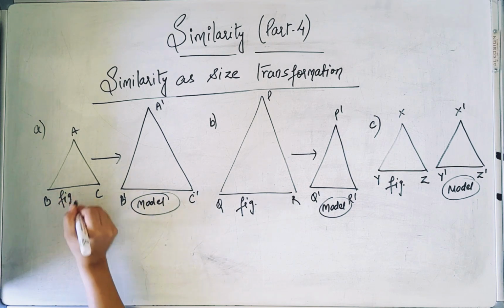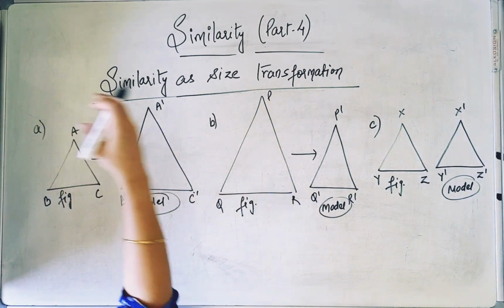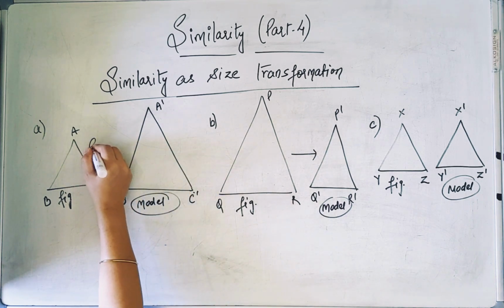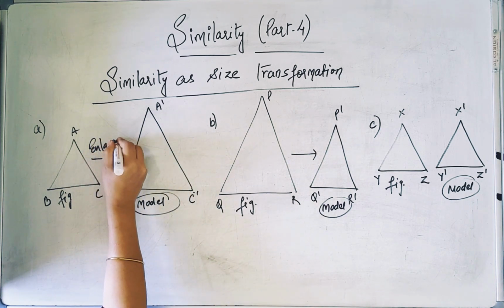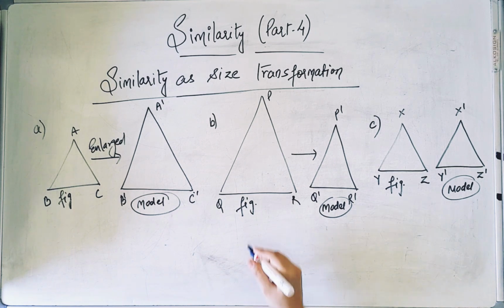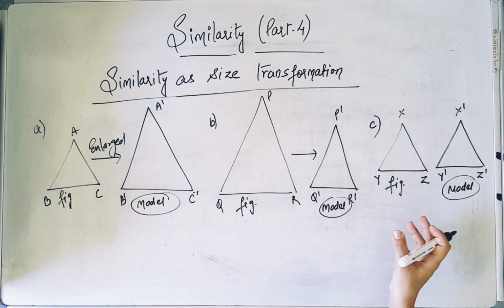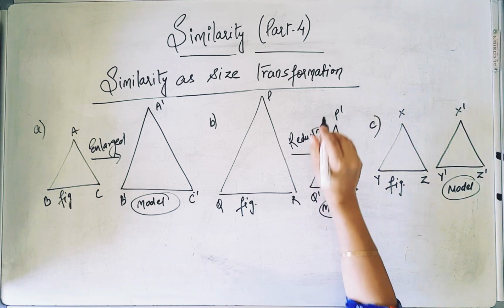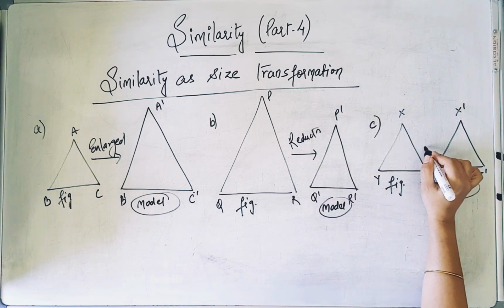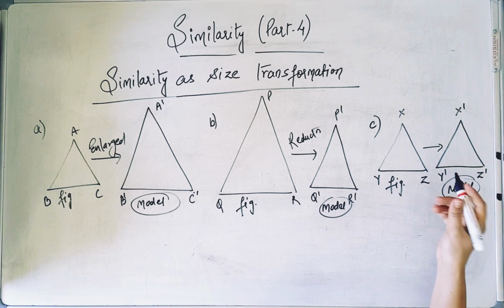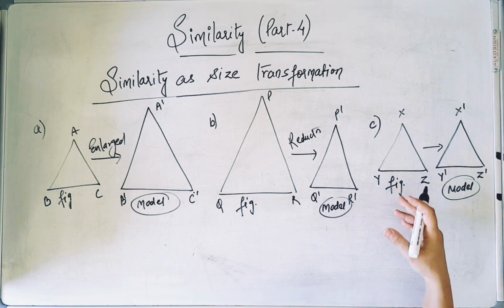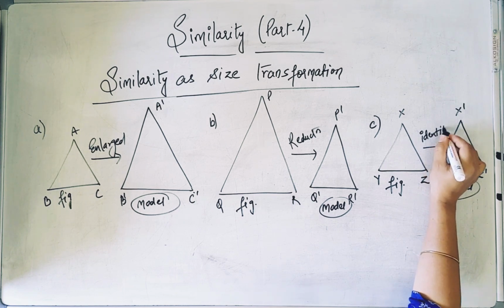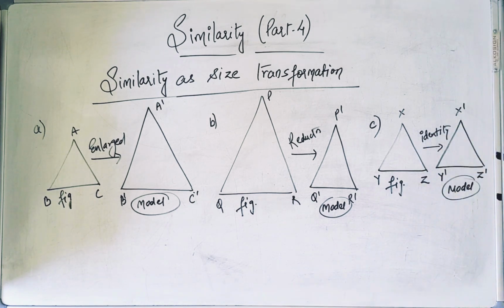Okay, now in this, the small figure is transformed into a big figure. So we can say this transformation is what? Enlarged. If the big figure is transformed into a small figure, this transformation is called what? Reduction. And if the transformation is exactly the same as the figure which is given, this transformation is known as identity. Identity means same.